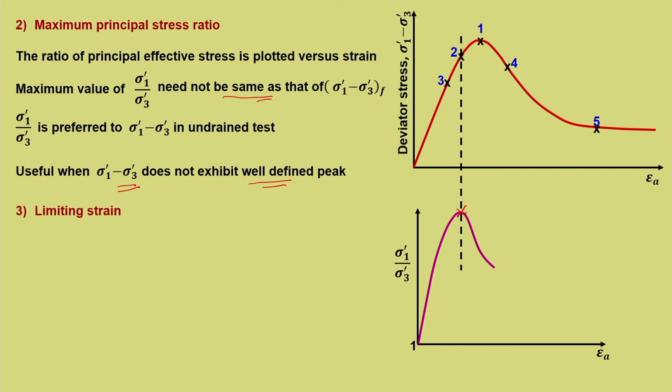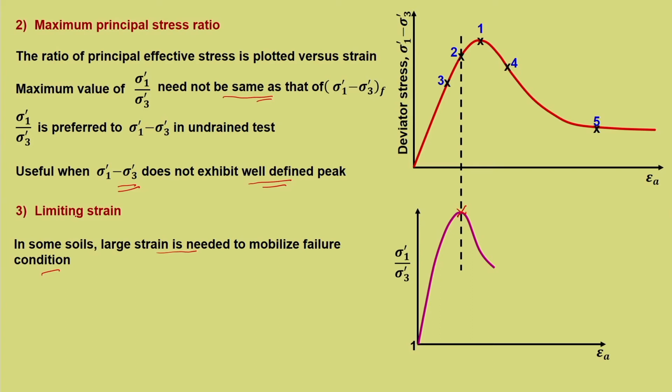So the next one is limiting strain. What happens is that in some soils, large strain is needed to mobilize the failure condition, or rather it is very difficult to identify the failure condition. For example, in the case of normally consolidated soil, it goes on increasing. It goes on densifying. So where to stop the test during triaxial testing? We need to have some criteria, and these are also very well explained in the code of practice. So there is a limiting strain based on which we can terminate the testing. That is what is meant by limiting strain. So that is point 3.